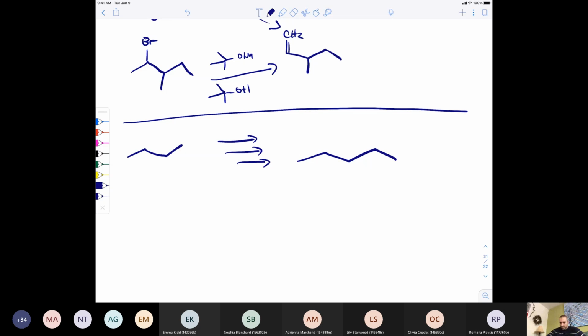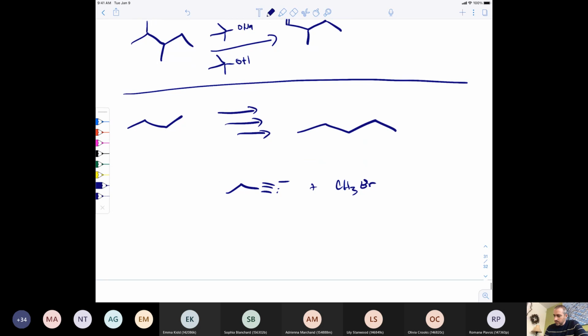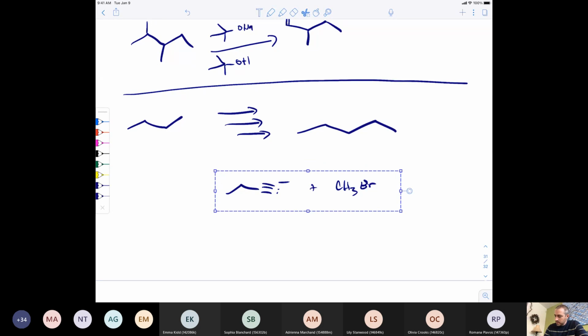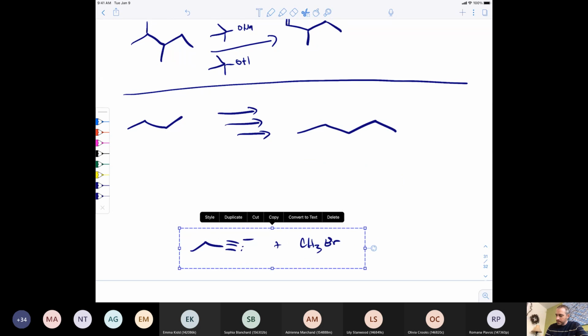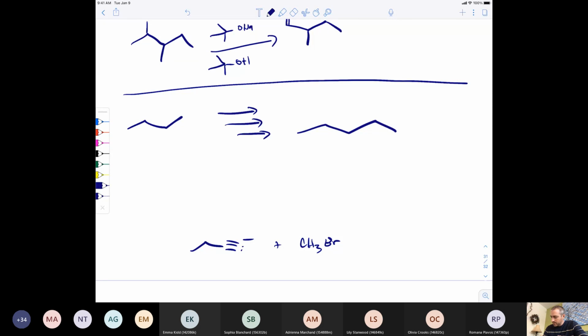So at some point in this reaction, if we're going from 4 to 5, we probably want a 4 plus a CH3Br as one of our steps. Okay, so just move that down here. If we know that that's going to be one of our steps, then what can we do? Well, that is going to give us our 5, and we could go from here to here using H2 and platinum.